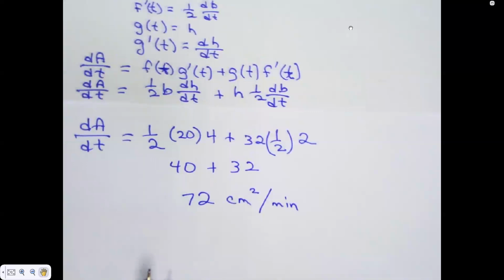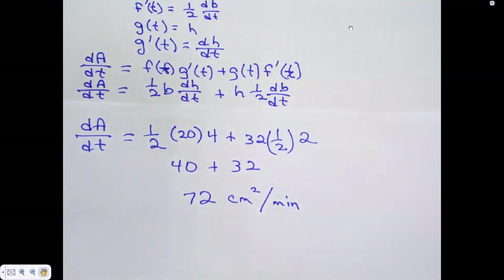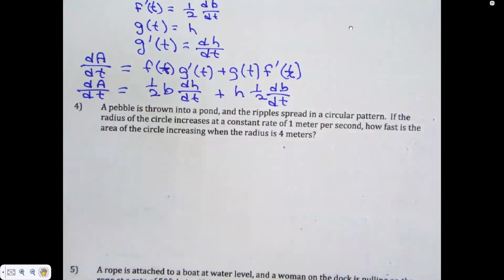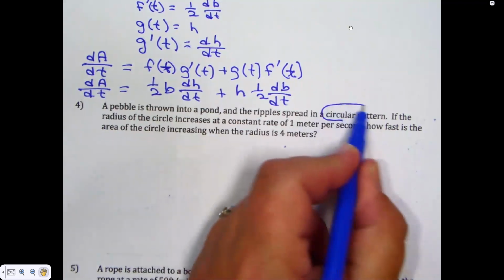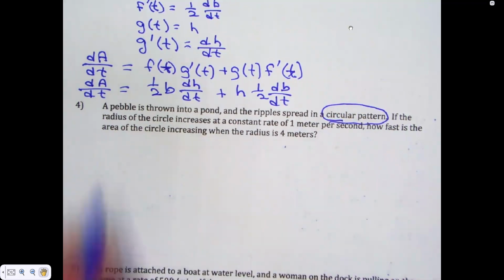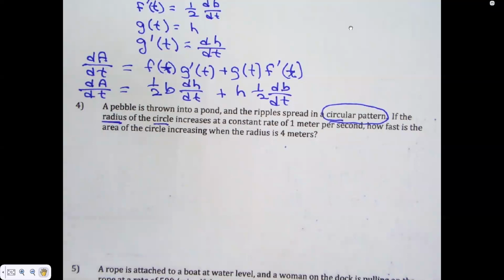All right, let's try the next. Remember, they're fairly short. 4 is pretty short, so remember, it's okay if you have to read it a couple times. All right, a pebble is thrown into a pond and the ripples spread in a circular pattern. If the radius of the circle increases at a constant rate of 1 meter per second, how fast is the area of the circle increasing when the radius is 4 meters?